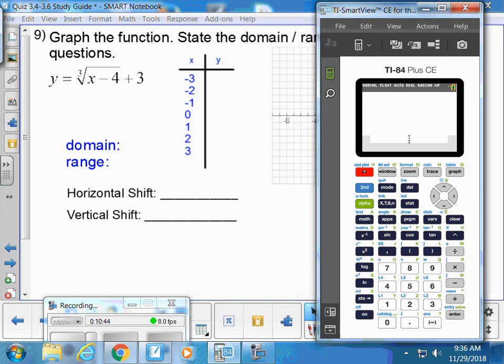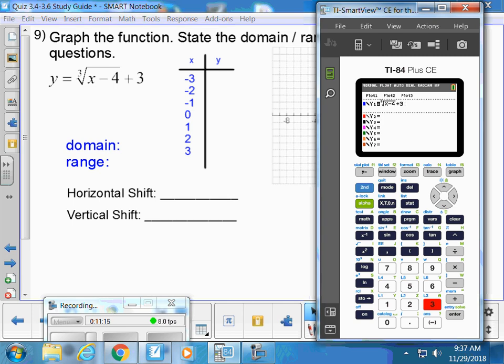All right, so we're in our y equals. We're clearing out any old graph that we don't want anymore. We need our cube root button, which is math 4. And now it's very important that the x minus 4 be under the radical and the plus 3 not be under the radical. So make sure you click that right button to kind of end the radical. If you're using a TI-83, you're going to want to end the parentheses before you do that plus 3.